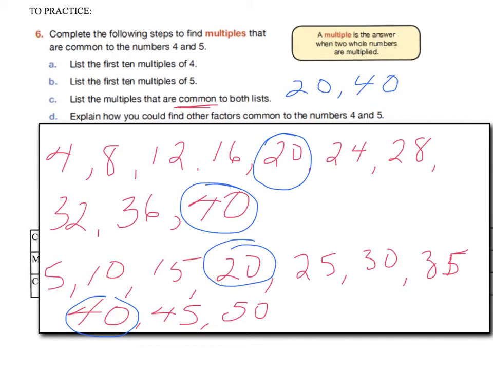How would you find other common factors to those numbers? Take a moment, turn and talk to your elbow partner. How would you find other common numbers, or think about it in your head? Well, to find other common numbers, we could continue our pattern, couldn't we? We could keep counting by that number and looking for others that are the same.